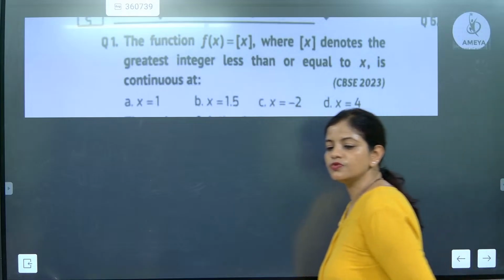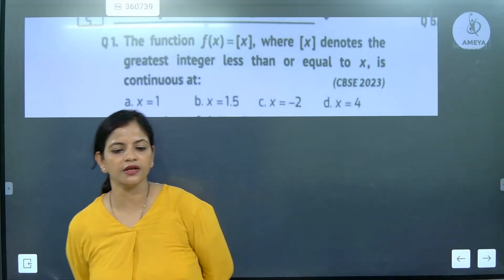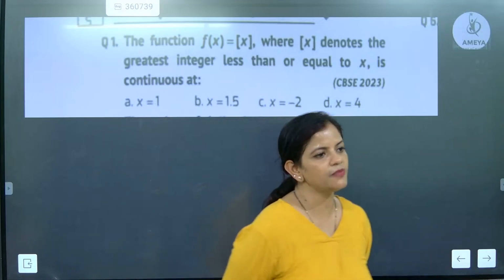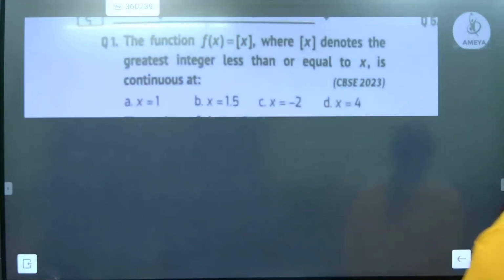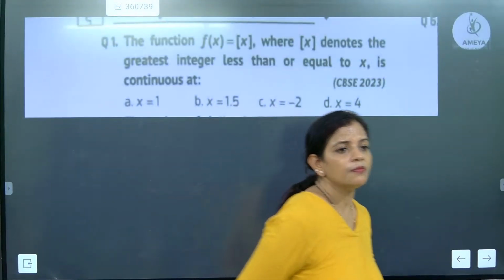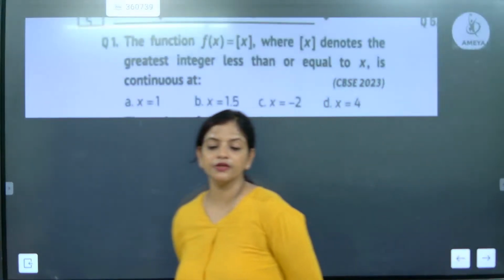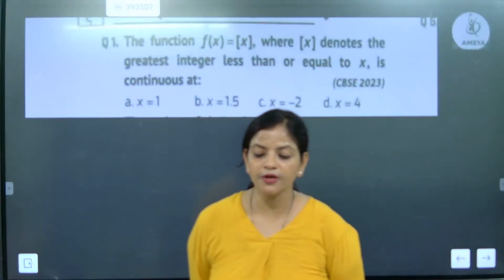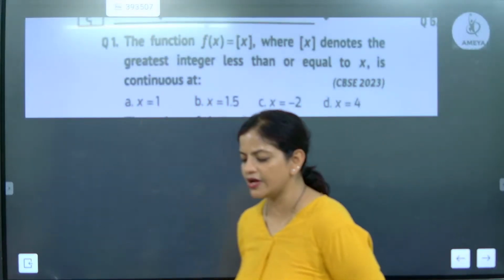The first and most important thing you must remember whenever you are solving these types of questions is that the greatest integer is the floor function. Whenever you take any floor value in between, it will be continuous. But at the extreme points, the integer values, it will not be continuous. Understood? So this is the most important point, please inform everyone.